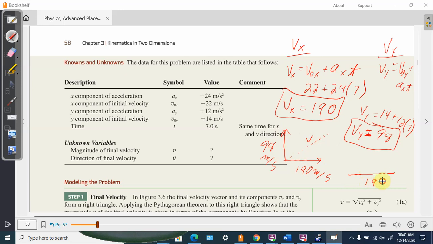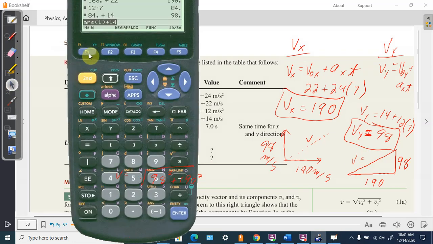We know that this is going to be 190, and we know that this is going to be 98, which now gives me, in order to find my V, simply the Pythagorean theorem. So it's going to be the square root of 98 squared plus 190 squared, and that should be my final velocity. Let's see here. So if we do this, we're going to take the square root of 98 squared plus 190 squared.